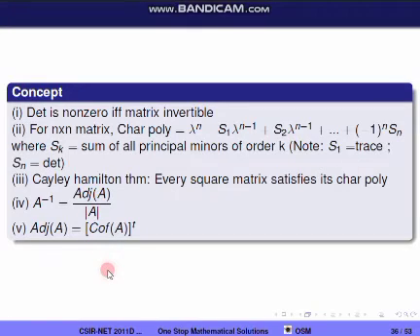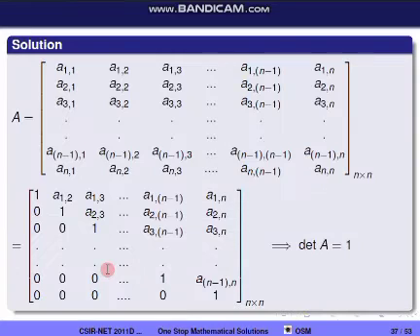So now we'll move on to the question. We are writing a general n by n matrix here. It is given in the question that Aij is equal to 0 for i greater than j, and Aii equal to 1. So the diagonal elements all become 1 because they are of the form Aii. And for the elements below the diagonal, all the elements are 0 because for those elements i is greater than j. So when we substitute that, we get this matrix.